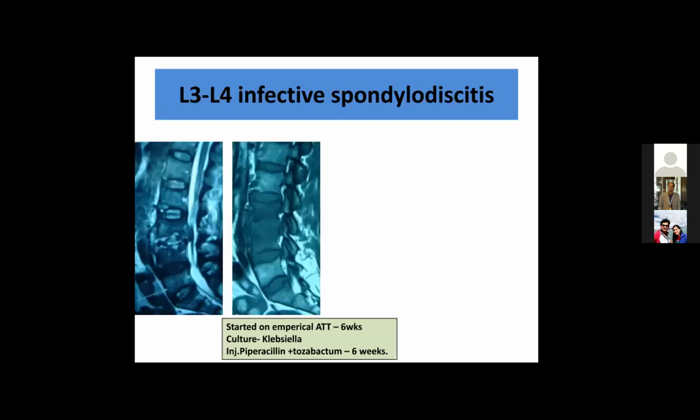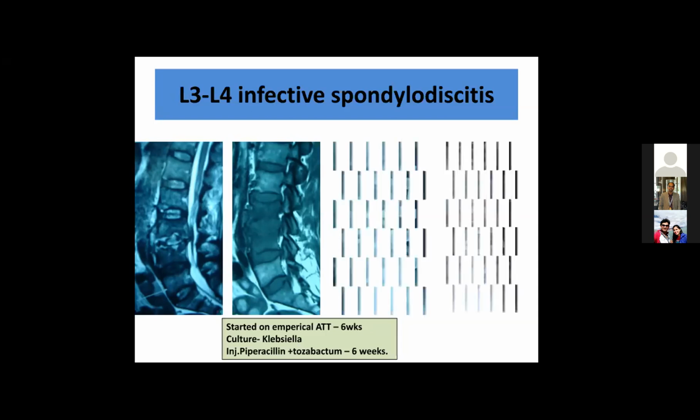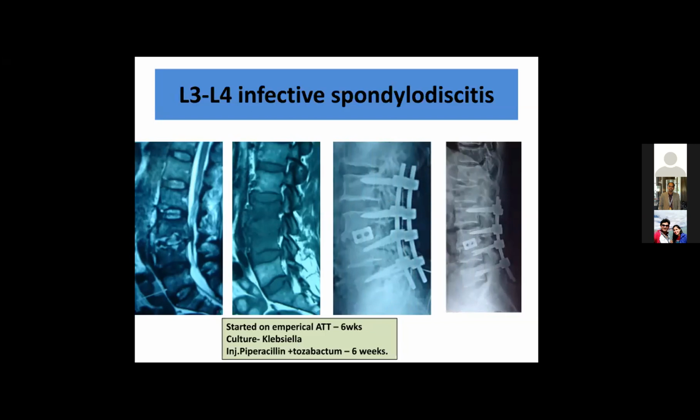Another case, a 6-year-old male with L3, L4 infective spondylodiscitis. The patient was started on empirical antituberculous drugs, and came to us after 6 weeks of antituberculous drugs. The patient had persistent pain, and we noticed he was developing some foot drop. So we took him for surgery. The culture of the disc space, the infected tissue, showed Klebsiella growth. So we stopped antituberculous drugs and started piperacillin tazobactam for 6 weeks. The patient improved and went on to fusion at the L3, L4 level.